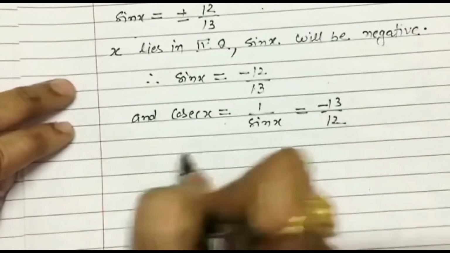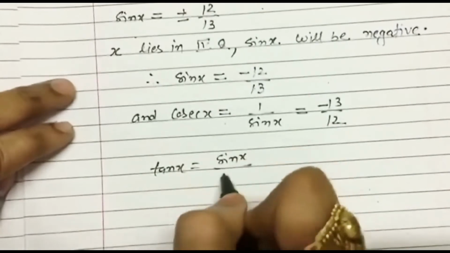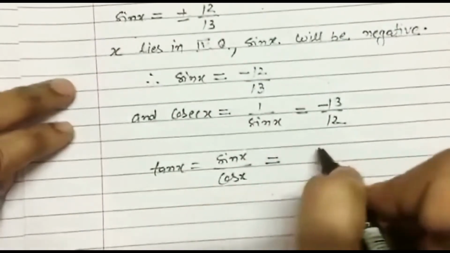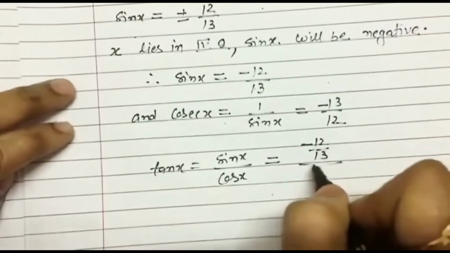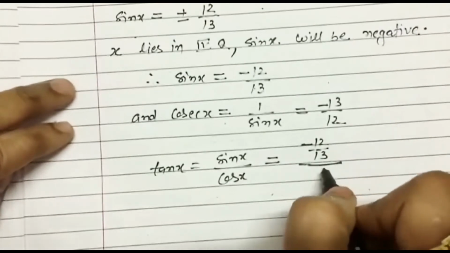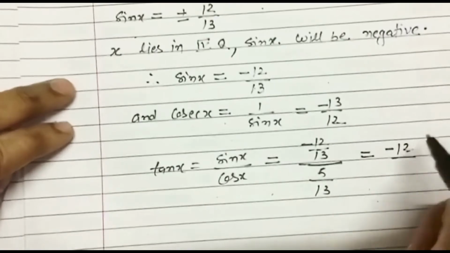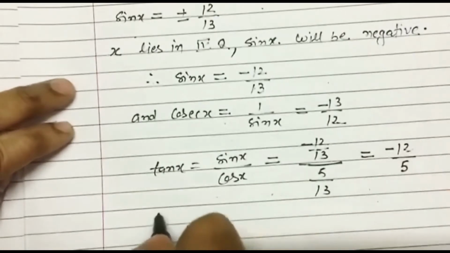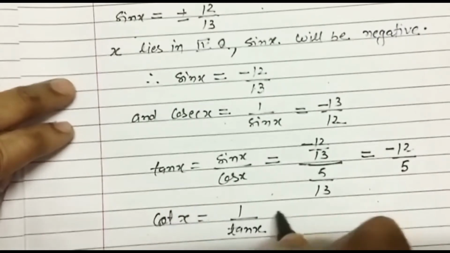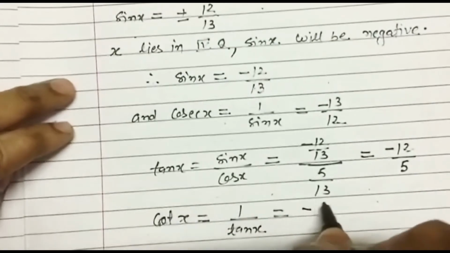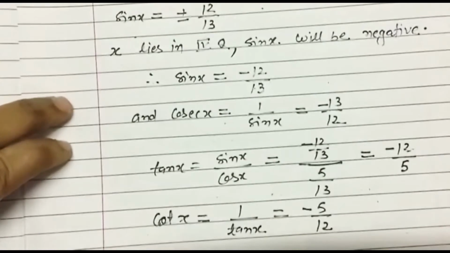Now find tan x. Tan x is equal to sin x by cos x. Here sin x is minus 12 by 13 and cos x is 5 by 13. So you will get minus 12 by 5. And cot x is equal to 1 by tan x, so it is minus 5 by 12. So I have explained both methods.